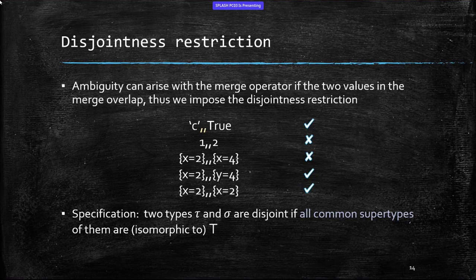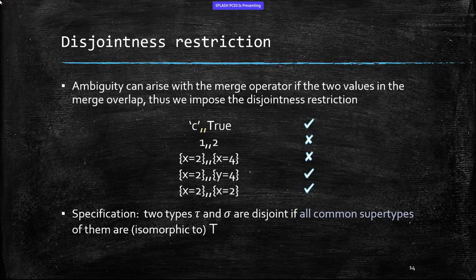Like example 1. Or two records having disjoint sets of fields, like example 4. But we cannot combine two integers or two records sharing the same field names, like example 2 and example 3. One exception is that we can merge two identical terms, like example 5.